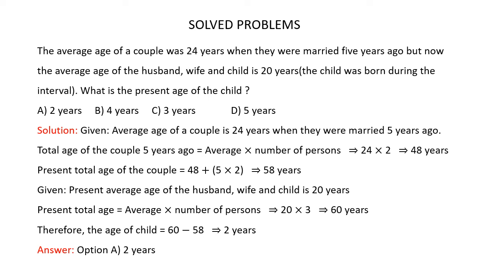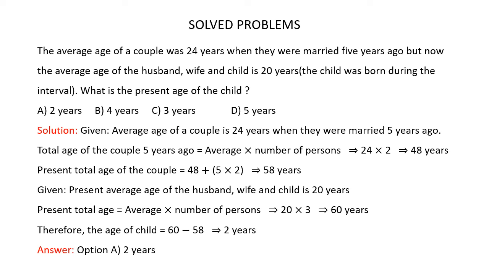The average age of a couple was 24 years when they were married 5 years ago. But now the average age of the husband, wife and child is 20 years, the child being born during the interval. What is the present age of the child? You are given 4 options here and you have to find out which of these options is the correct one.